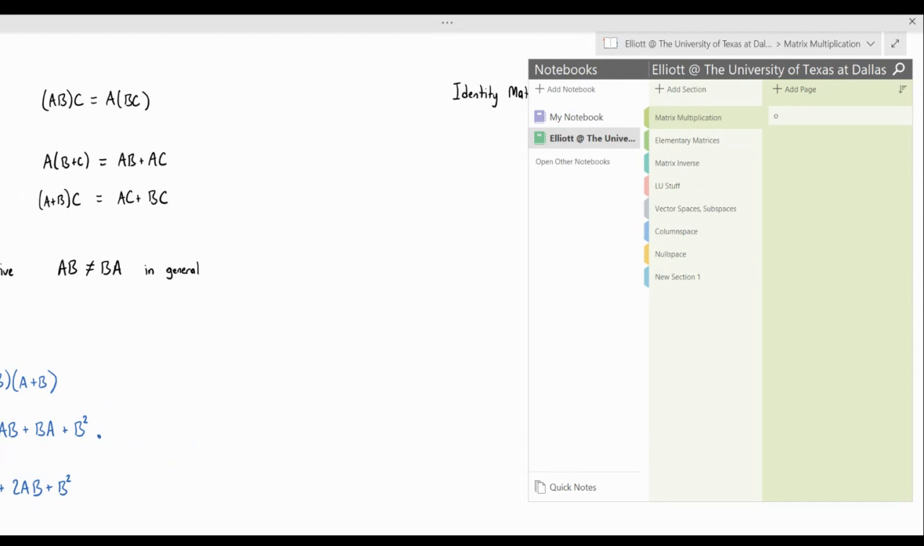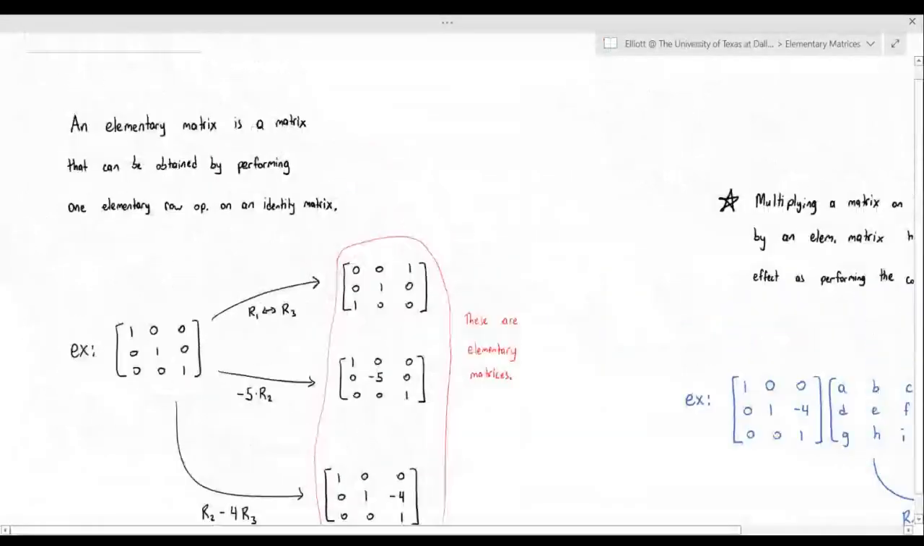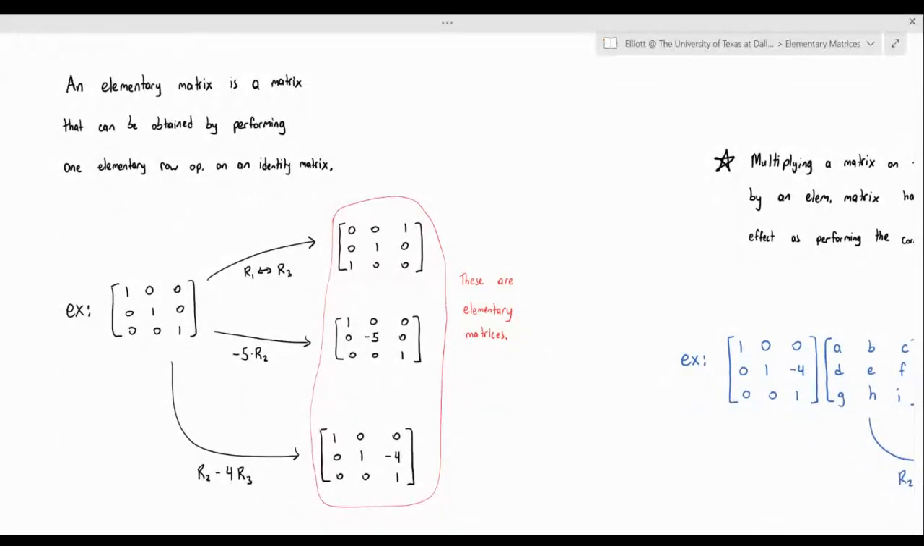Okay, so let's move on to another topic now. The next thing I have lined up is elementary matrices. All right, so first, what is the definition of an elementary matrix? Up here, I've written down one definition for elementary matrices. An elementary matrix is a matrix that can be obtained by performing one elementary row operation on an identity matrix.